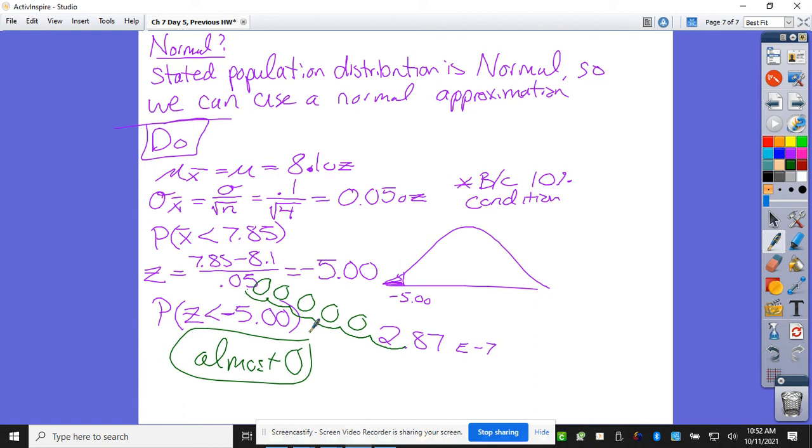Now, what if it said the probability that z is less than 5? What would our answer be instead? Almost 1. So just because it says a high number doesn't necessarily mean it's almost 0. It still depends on what direction it asks you.